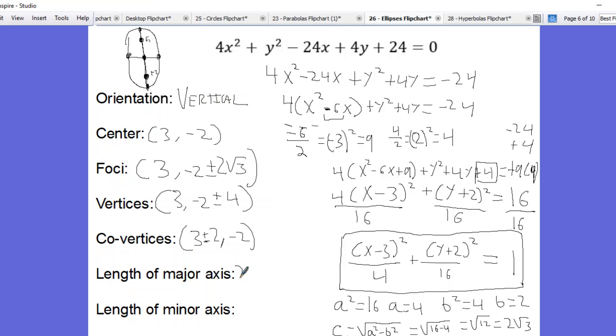And if a is 4, what's the length of our major axis? Remember, our major axis is 2a. If a is 4, what's 2a? Yep. And our minor axis is 2b. So if b is 2, 2b is going to be 4. Excellent. That's all our key features.